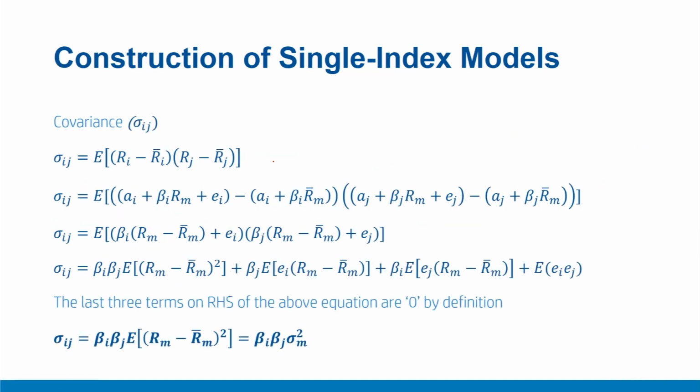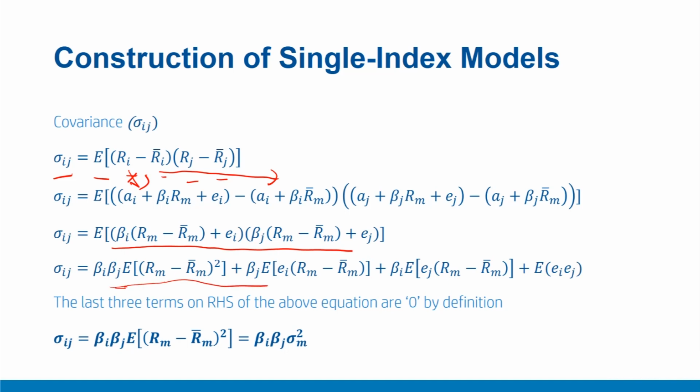Lastly, coming to the covariance part, the covariance between two securities i and j can be easily defined as expectations of Ri minus Ri bar into Rj minus Rj bar. Further, Ri can be expanded in this form by the single index model definition. Similarly, Ri bar can also be expanded with the definition of the single index model. So we get the resulting term like this. This term can be further opened and simplified.